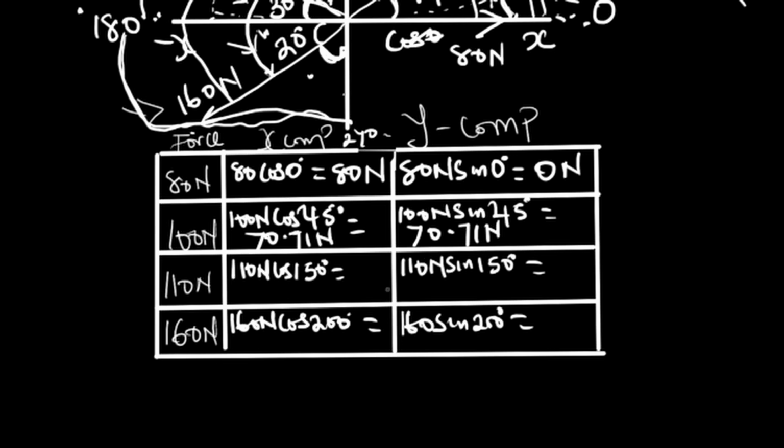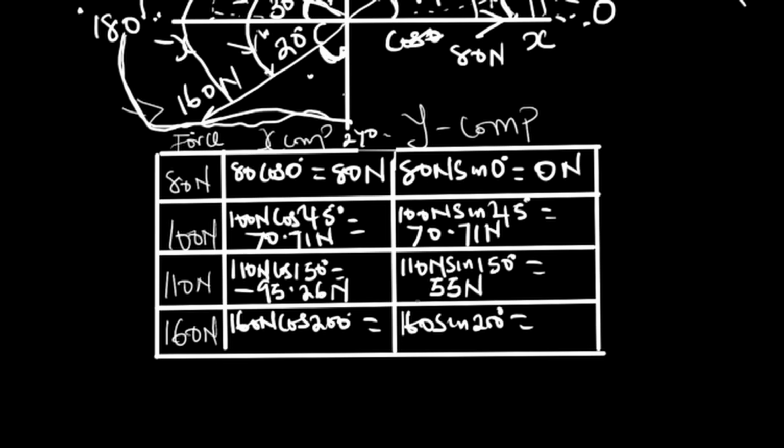Now let's do the next force. The next vector here is 110 cos 150. We say 110 cos 150 degrees. It gives me negative 95.26 newtons. That is for the x component of the third vector. And for the y component, we have 110 sine 150. I'm getting 55 newtons.